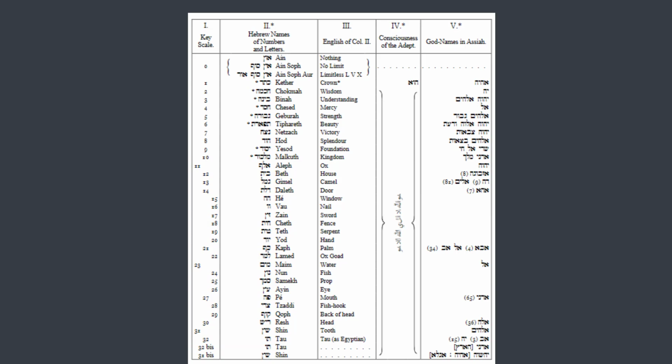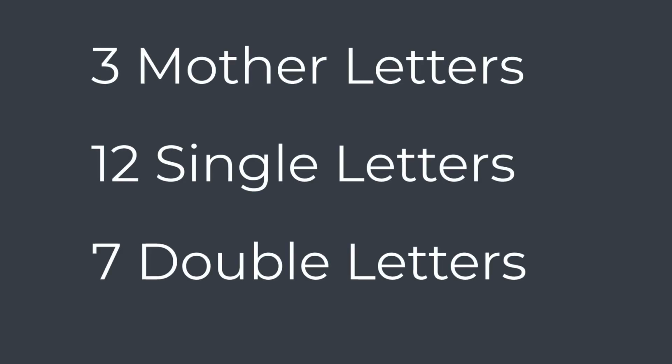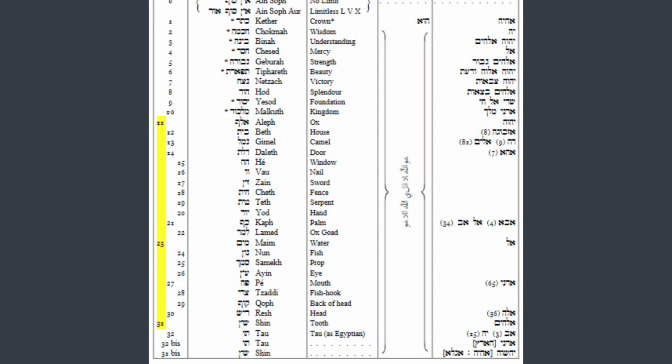In the Sepher Yetsirah, the alphabet is divided into 3 groups: mother letters for the 3 elements, single letters for the 12 signs of the zodiac, and double letters for the 7 planets. The key scale gives us visual clues to this. The mother letters are offset to the left, the 7 double letters are in the centre, and the 12 single letters are set to the right.